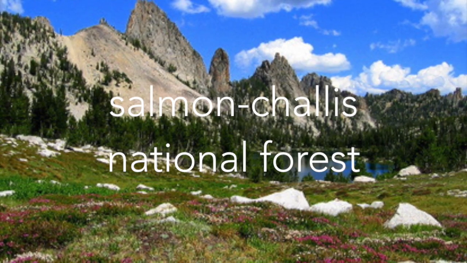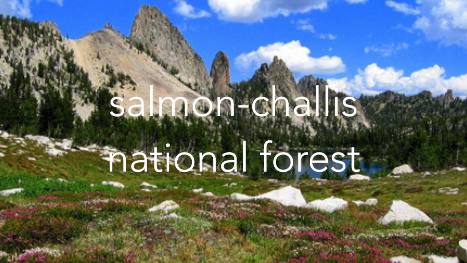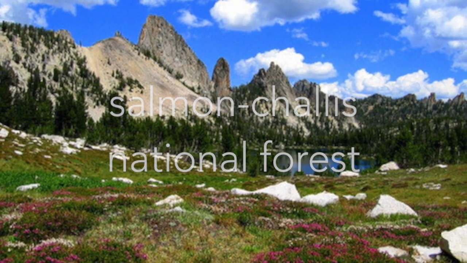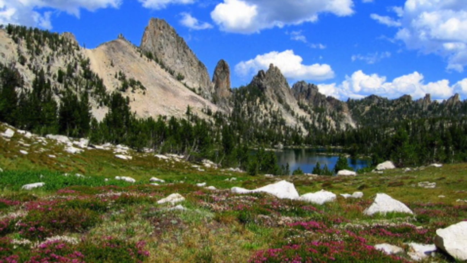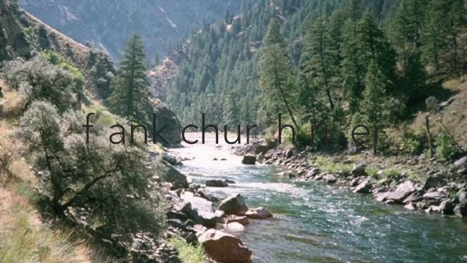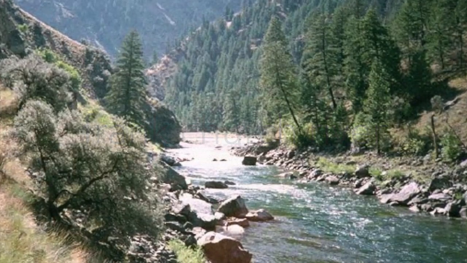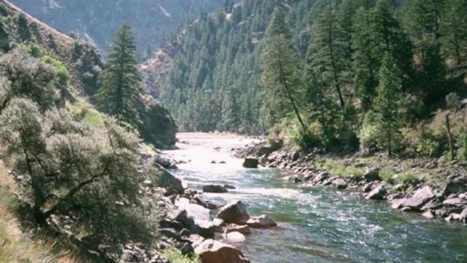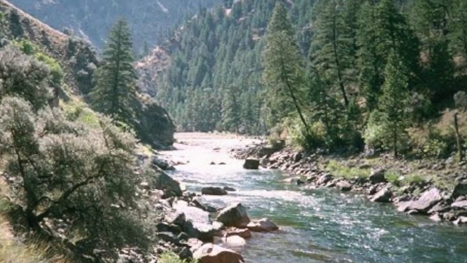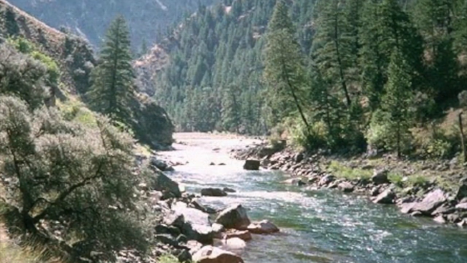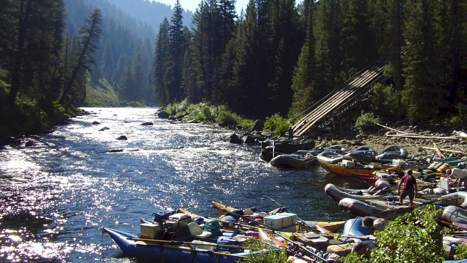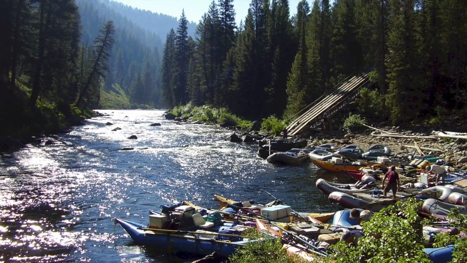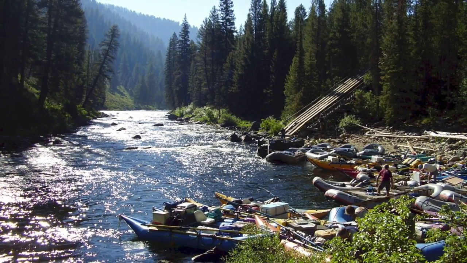The Salmon-Challis National Forest covers over 4.3 million acres in east central Idaho. Included within the boundaries of the forest is 1.3 million acres of the Frank Church River of No Return Wilderness Area, the largest contiguous wilderness area in the continental United States. The forest also contains Borah Peak and the Middle Fork of the Salmon River. The area is a desired destination for hunting, fishing, whitewater rafting, and many other recreational pursuits.